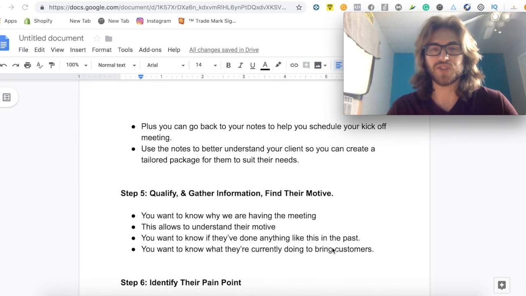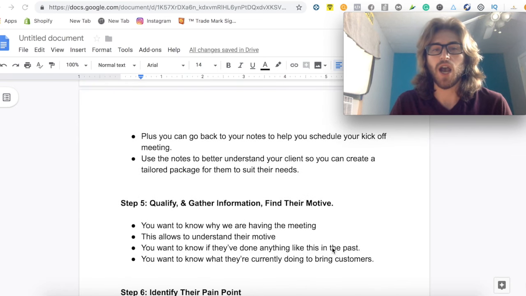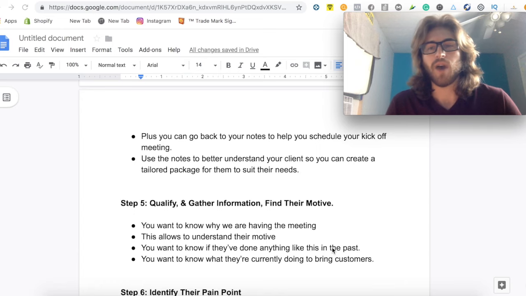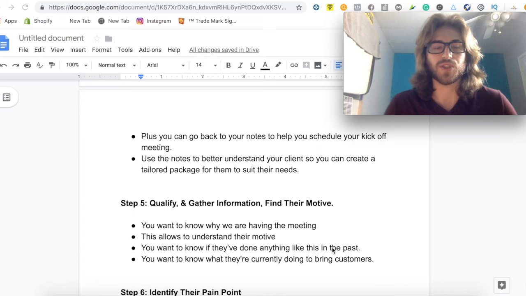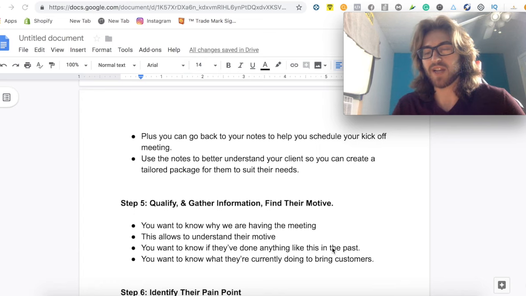Okay, so step 5. What I did was I qualified them and gathered information, and really I just wanted to understand what their motive was. I asked them, why are we having this meeting? What's the point of the meeting? This allows you to understand the motive. When I asked her, she told me that she understands how important social media is, but she doesn't have time to do it, and she's not too sure how to do it, right?